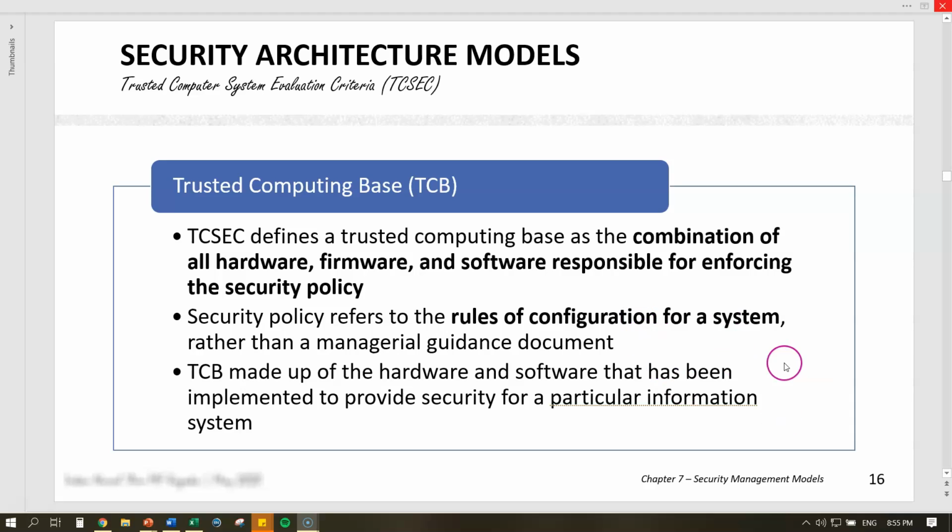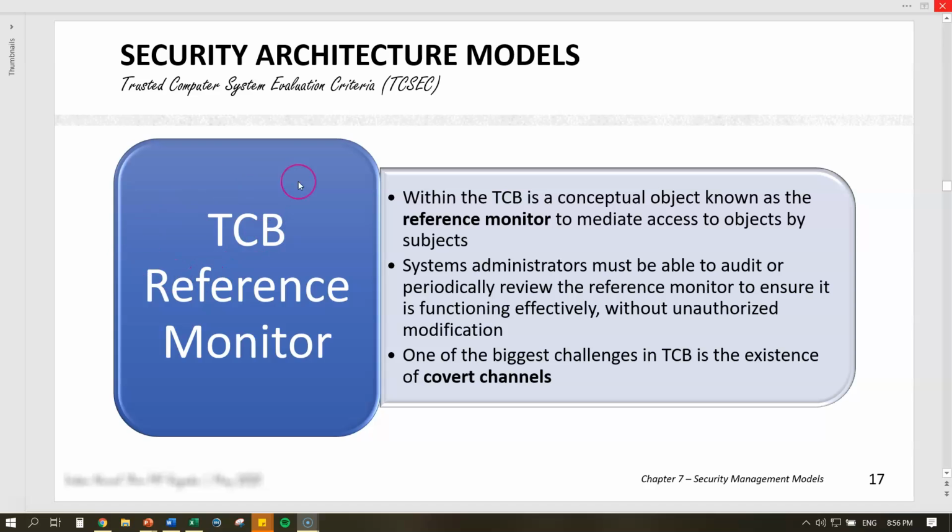TCSEC defines a trusted computing base as the combination of all hardware, firmware, and software responsible for enforcing the security policy. Another type of TCB is a reference monitor. The function of reference monitor is to mediate access to objects by subject. Lebih senang untuk monitor sebab dia by subject.